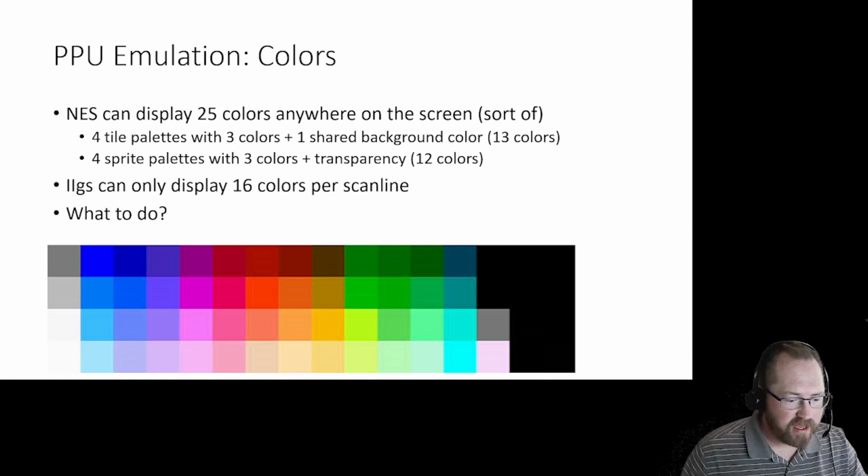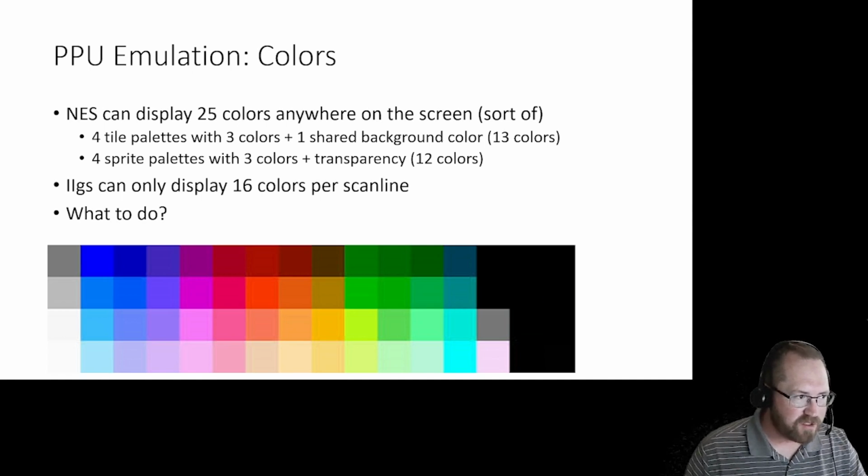So the Nintendo has a pretty small color palette. I think only 52 or 53 colors, but it can display up to 25 colors on screen. It has 8 palettes of 4 colors each. The first color is reserved as a transparent color. So you end up with a total of 13 colors for the background tiles, and then another 12 colors for the sprites. So you get a total of 25 colors.